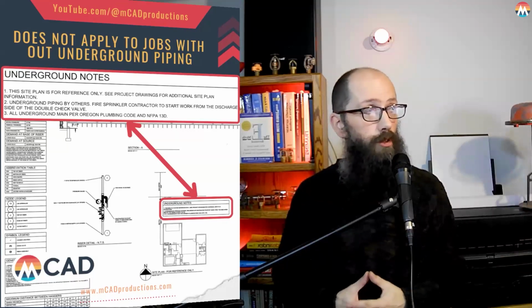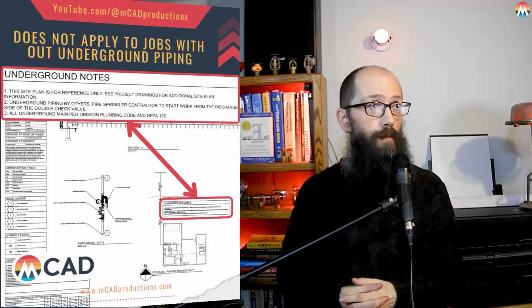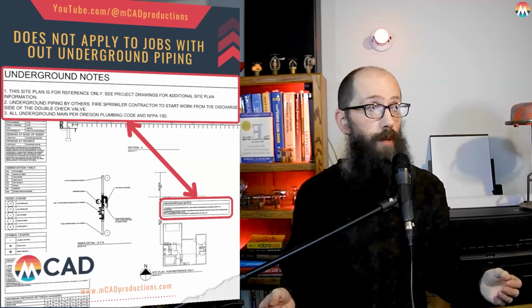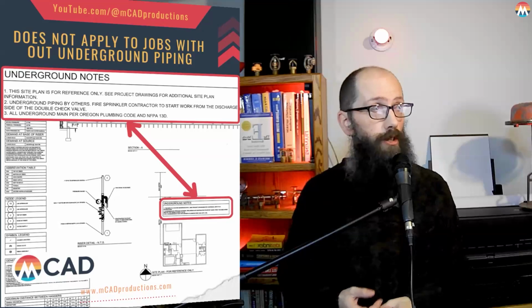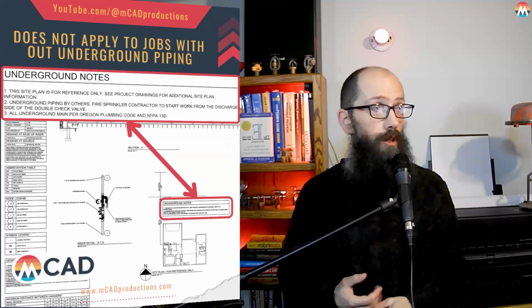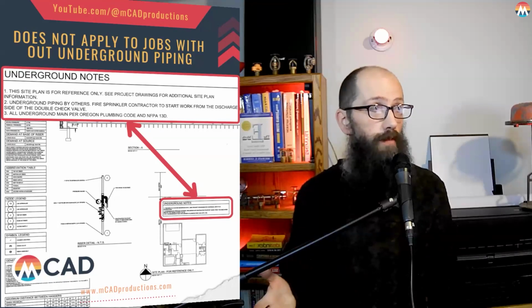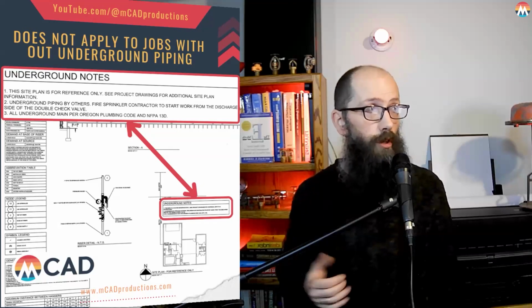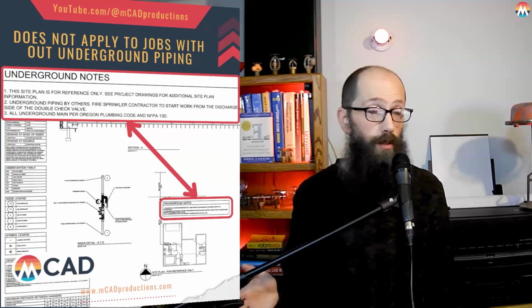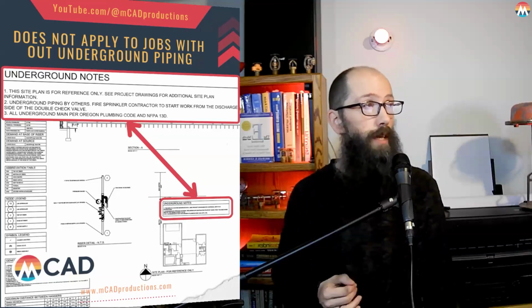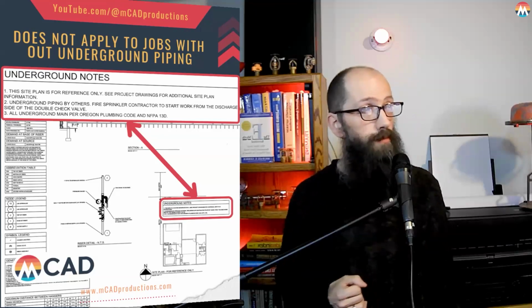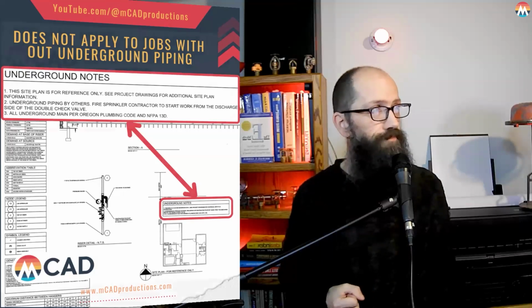See project drawings for additional site plan information. Underground piping by others, by your sprinkler contractor to start work from the discharge side of the double check valve. All underground main per Oregon Plumbing Code and NFPA 13D. And we'd alter that slightly depending on where we are at.